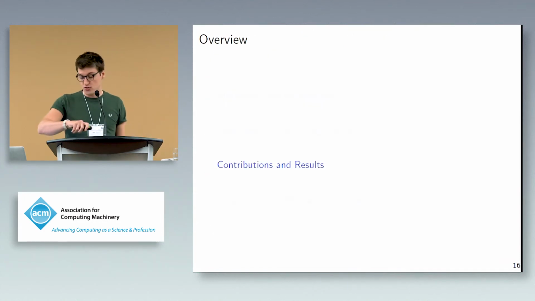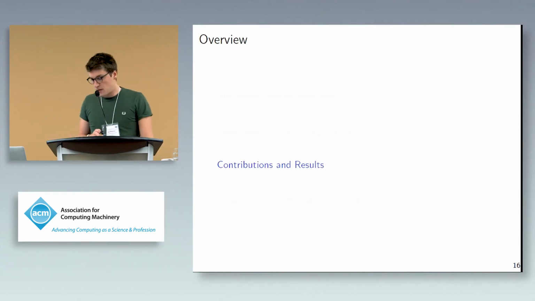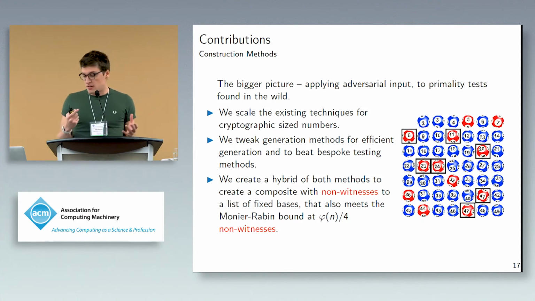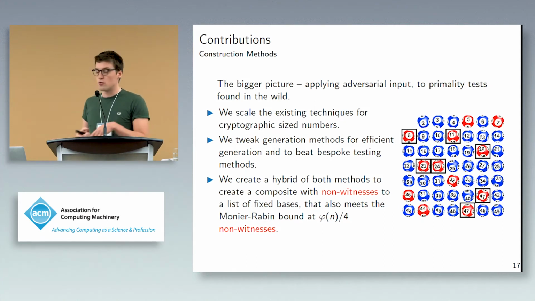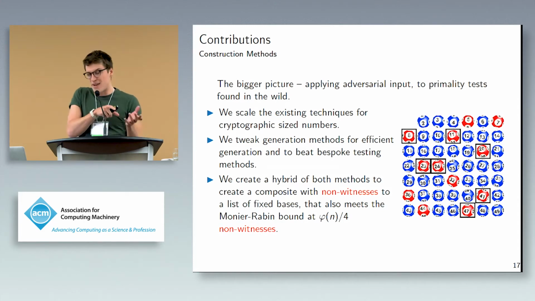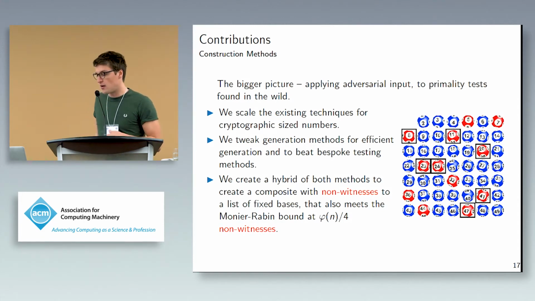Okay, so now on to our contributions and our results. So thinking back to the bigger picture, we have all these methods of generating adversarial inputs, and we have all these primality tests in the wild that are mainly set up for random numbers. So how can we join the two together?